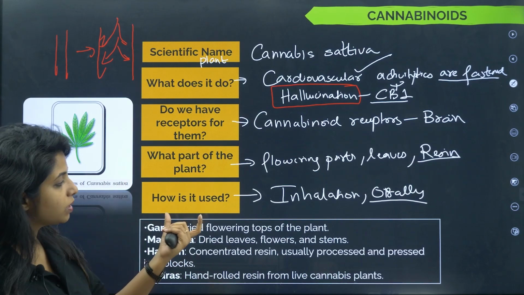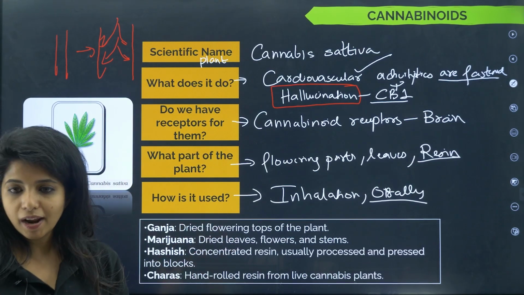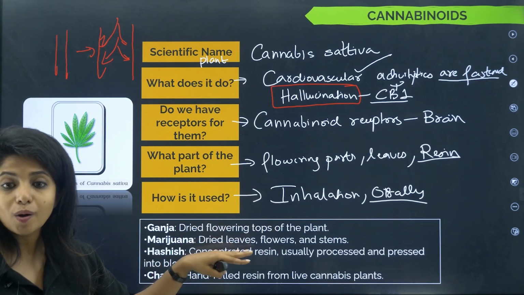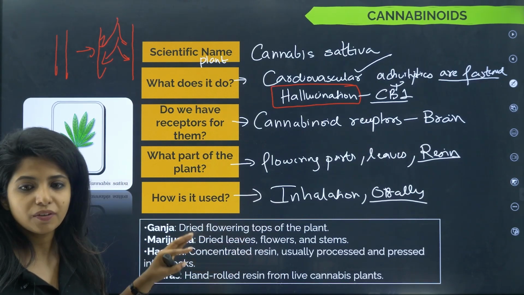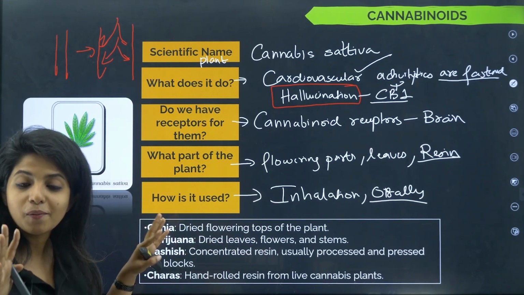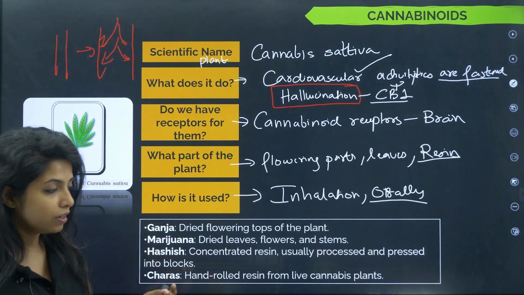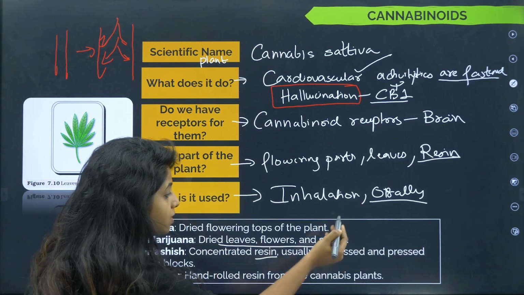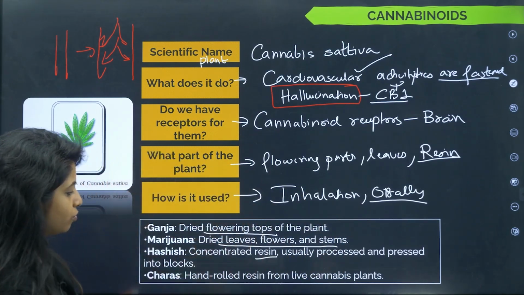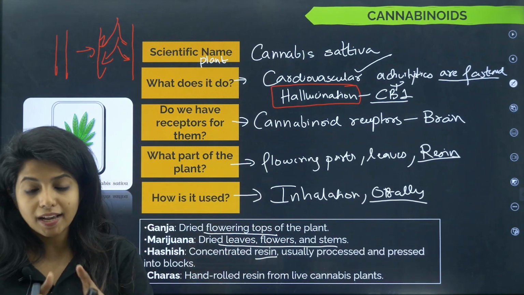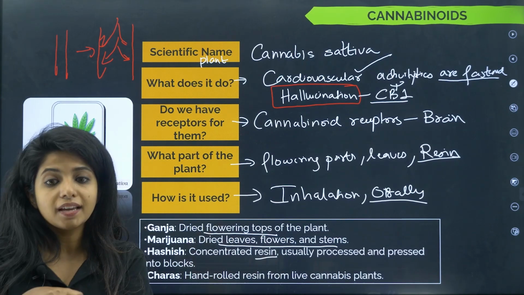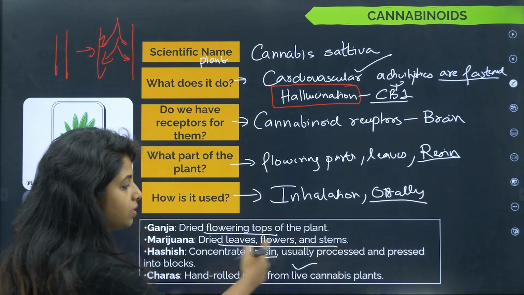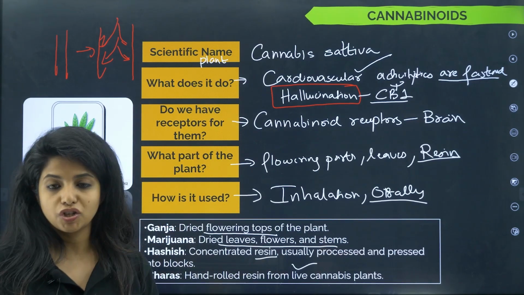Okay, so ganja is basically dried flowering tops of the plant. Marijuana is dried leaves, flower and the stem. All of them will have different concentrations of the chemical, which is why it is different, but all of them are produced from the same plant itself. Now hashish is concentrated resin. So here resin is used, here leaves, flowers and stems are used, here flowering tops are used, and charas is also hand-rolled resin, as in you roll it in your hand and then produce the resin. This is from the live cannabis plant, whereas dead material is used in hashish.